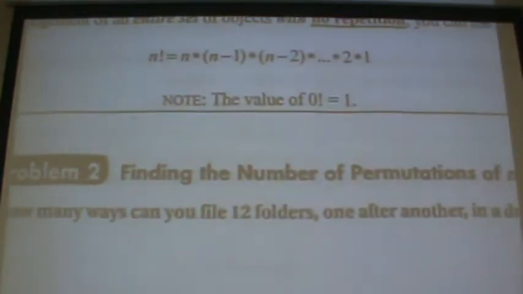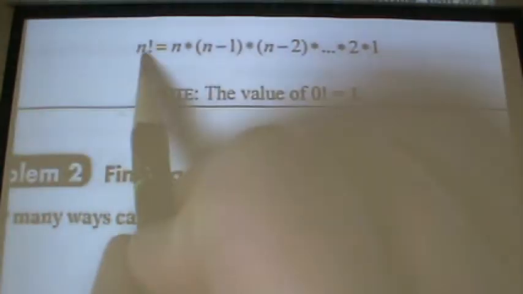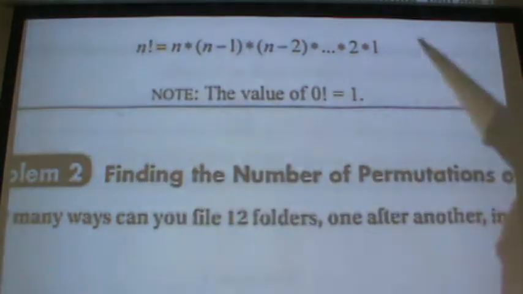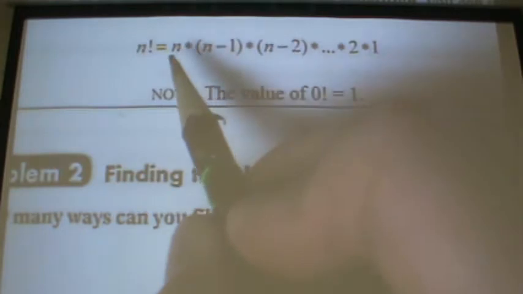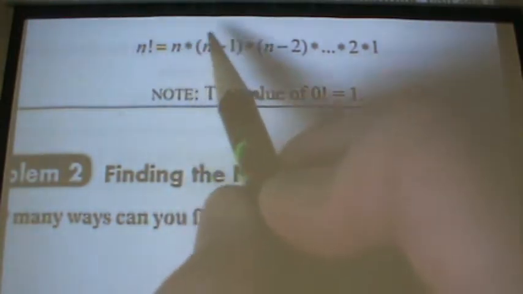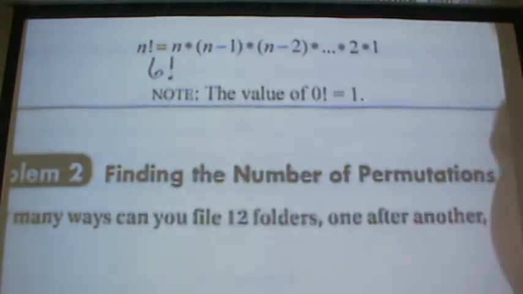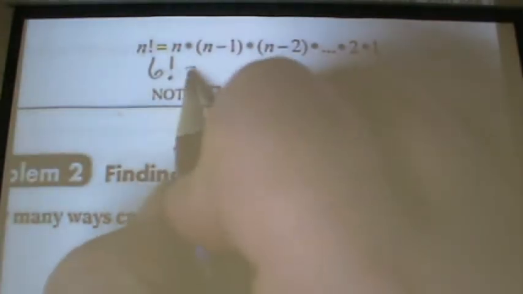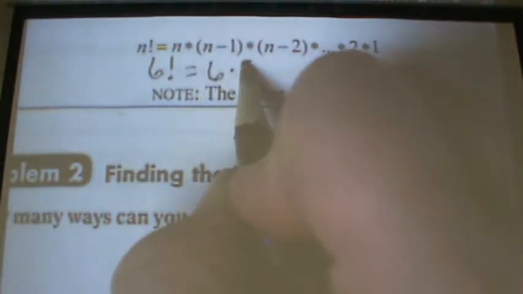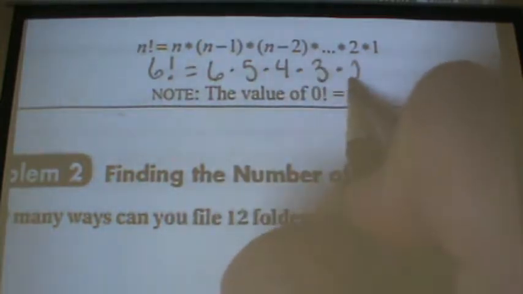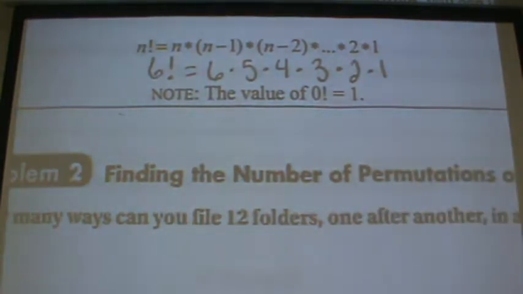Now, factorial is written as n, a number, followed by an exclamation point. What it is, is that number multiplied by all of the previous numbers before it. So if you were given 6 factorial, it would be 6 times 5 times 4 times 3 times 2 times 1. That is what 6 factorial means.